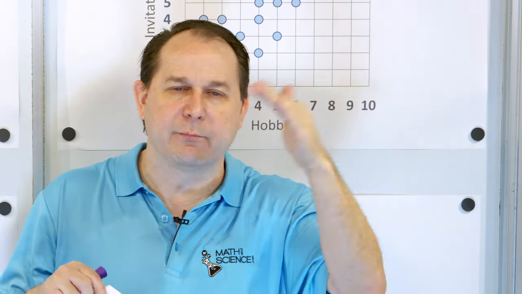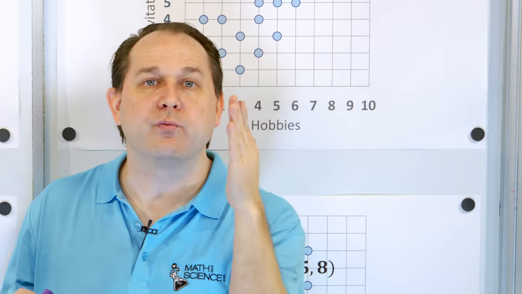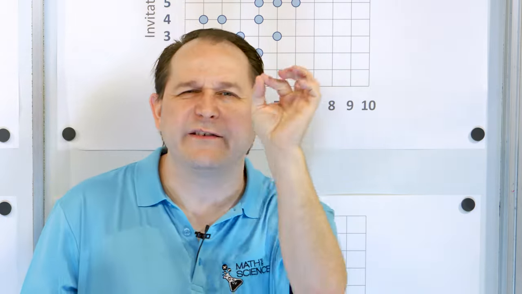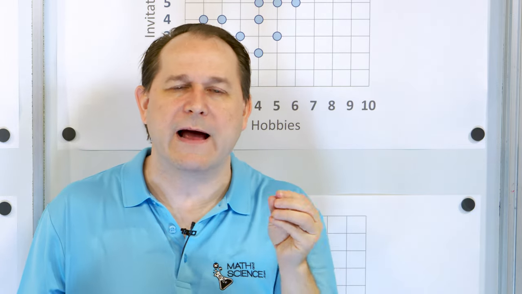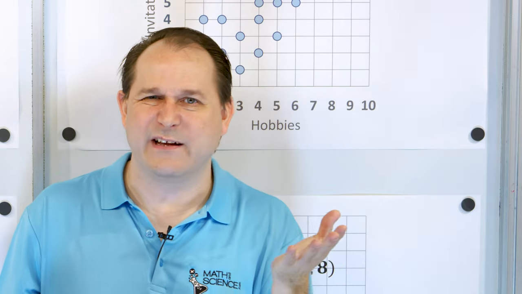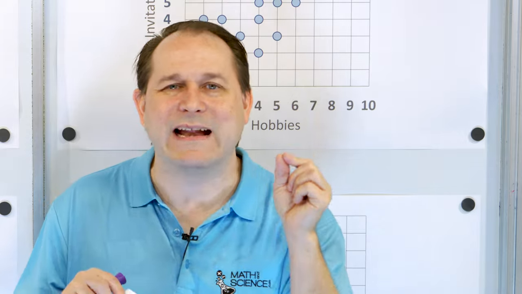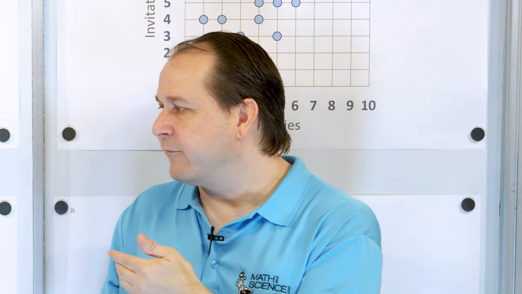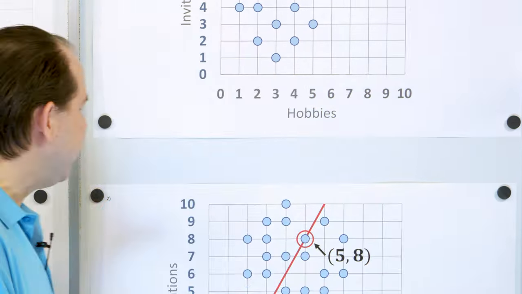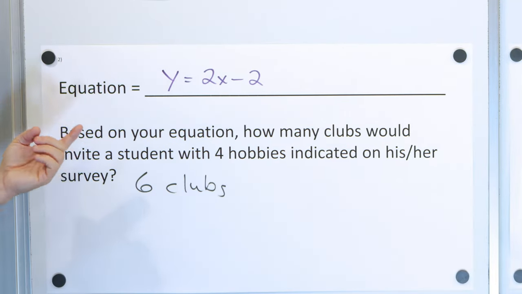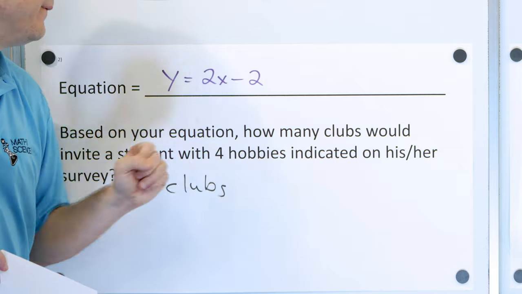The real data can be above or below the line, but the line is representing a single collection of points that cuts through the cloud of your data. Because in real life, you do have noise. Some people are invited to more, some people are invited to less, above or below the line, but the line represents the aggregate average. And so the way this question really should be phrased is, based on our equation, how many clubs on average would a student be invited with four hobbies?